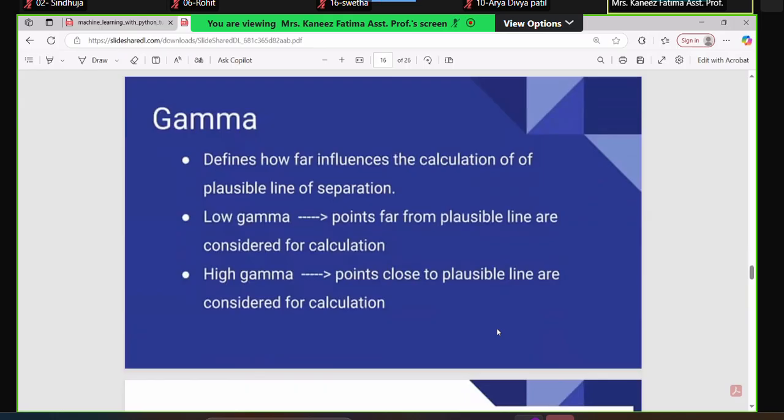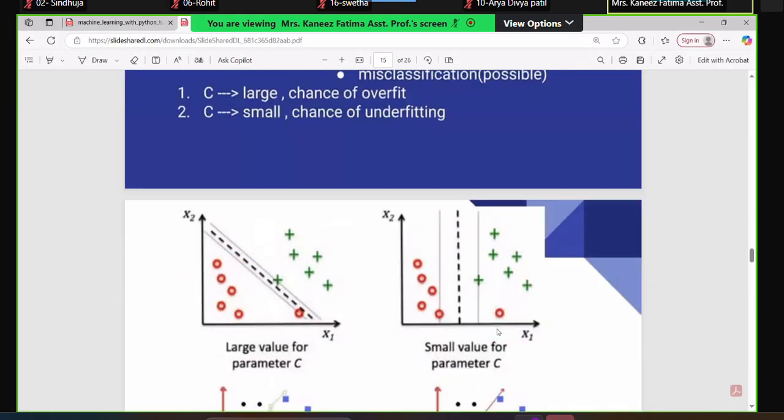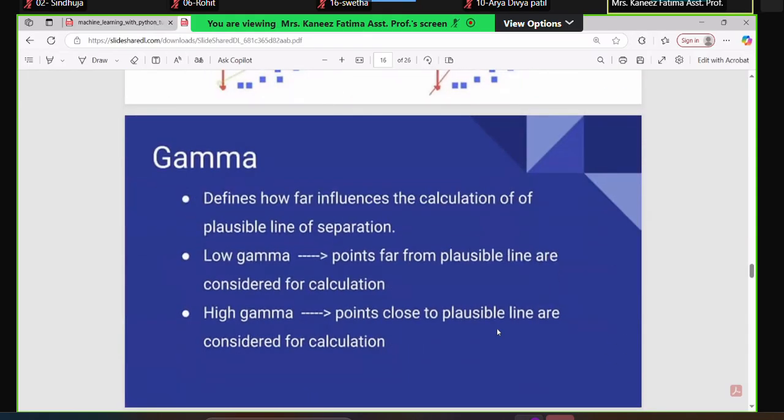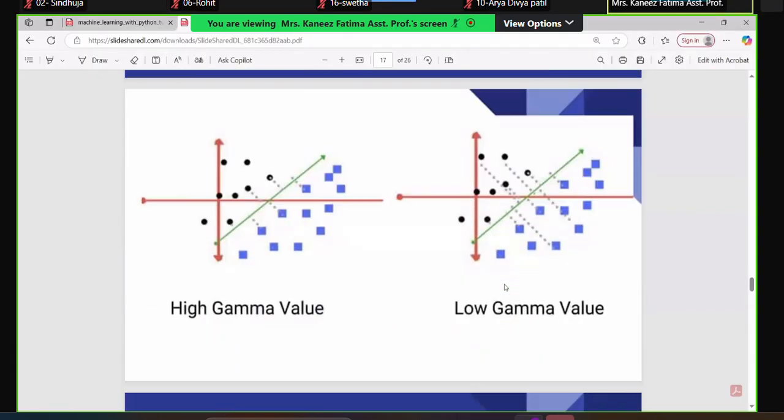Then we have gamma. The above one was only for margin, another was related to regularization. Regularization represents regularizing the method for the input data. Then the next one is called gamma. It defines how far the influence reaches in the calculation of the plausible line of separation: low gamma, high gamma. Here we'll take an example. You can see these two differences. We'll check the difference between each particular value closest to another data set's value, where we see how high the gamma value is and how low the gamma value is.